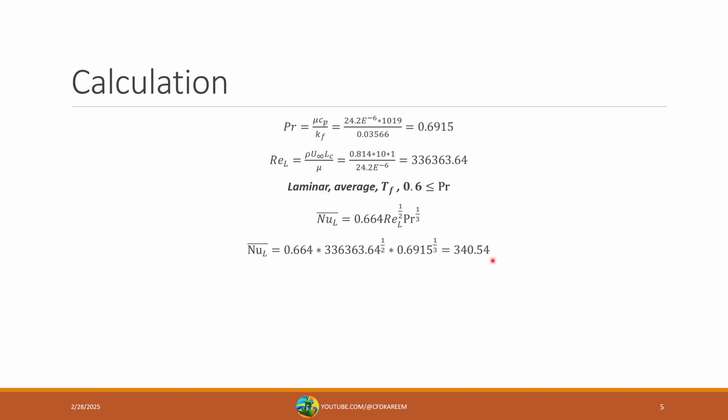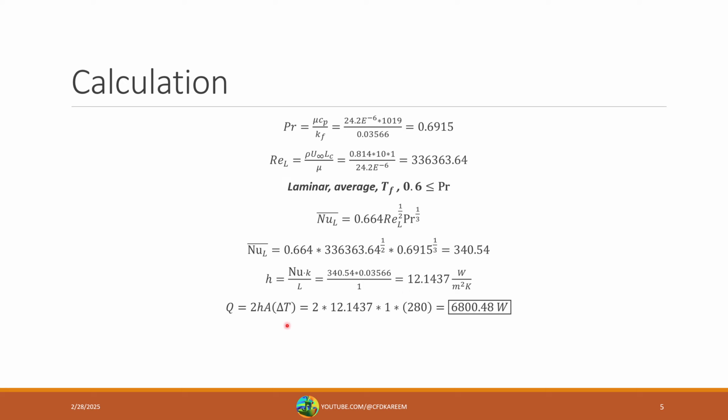We'll get a Nusselt number of 340.54. We can then use that to find our average heat transfer coefficient across the entire plate by taking the Nusselt number times k, the thermal conductivity, over L, our characteristic length. And that's going to give us an average heat transfer coefficient of 12.1437 watts per meter squared Kelvin.